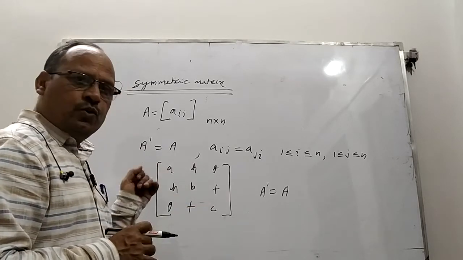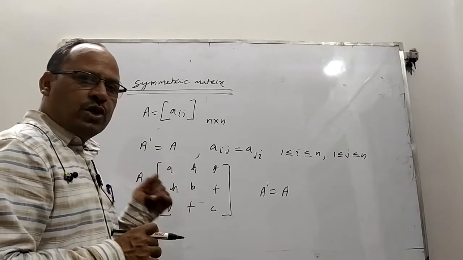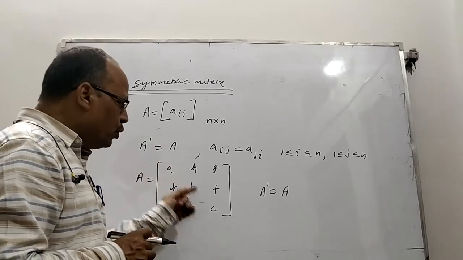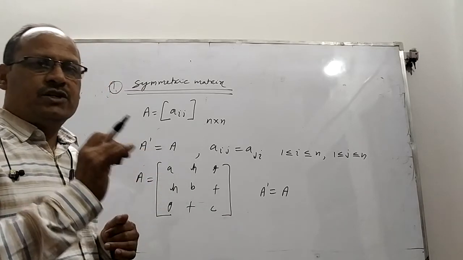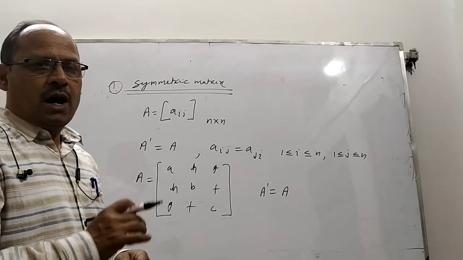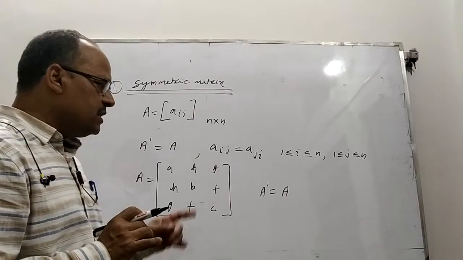All three are not 0. Any 2 can be equal to 0. If two numbers are 0, at least one is not 0. At least one element of the diagonal is not 0.